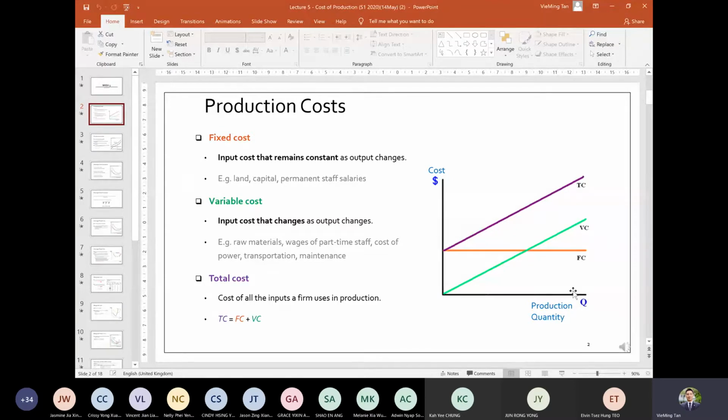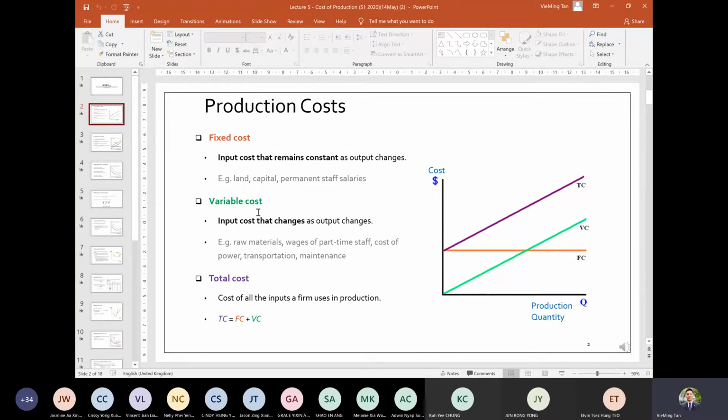Can anybody tell me any example? Okay, so an example of fixed cost will be like land. Capital means the big machine to produce the product, right? And also the permanent staff. Permanent staff here usually refers to the owner of the company who will receive a fixed salary. So these are the fixed costs. That means that before starting the first unit of production, this cost has to be paid already, for land, for capital, for the entrepreneur. All right, so these are fixed costs.